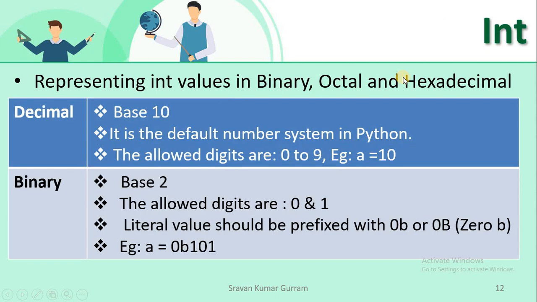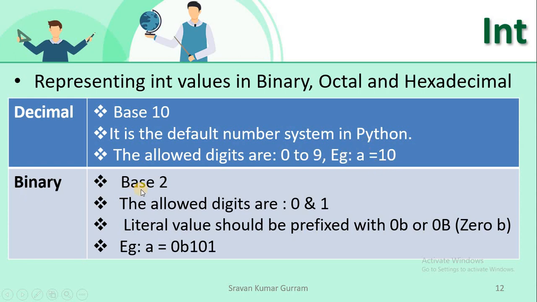We can represent these integer values in binary form, octal form, and hexadecimal form also. Let us try to know the information about these number systems. Decimal number system. The base value of this decimal number system is 10. Generally in our daily life, the number system we use is the decimal number system. We are using 10 different digits, nothing but 0 to 9. The numbers we use are a combination of 0 to 9 only. 0 to 9 means 0, 1, 2, 3, 4 up to 9. This is the default number system in Python. See the example, suppose a = 10.